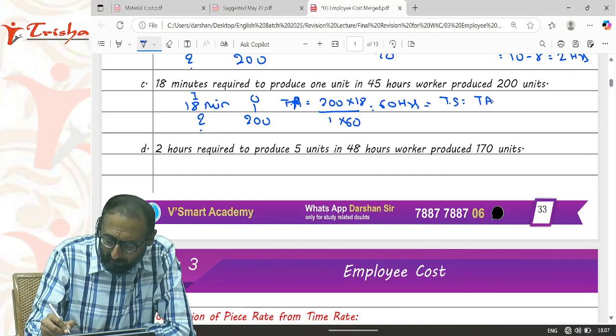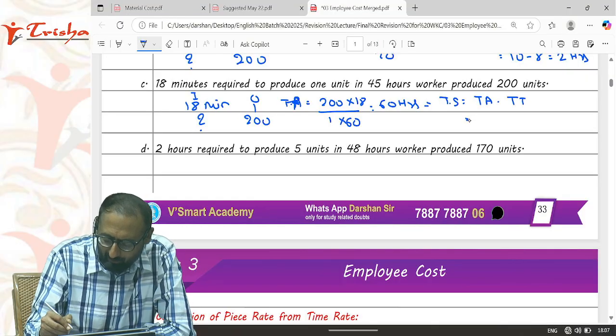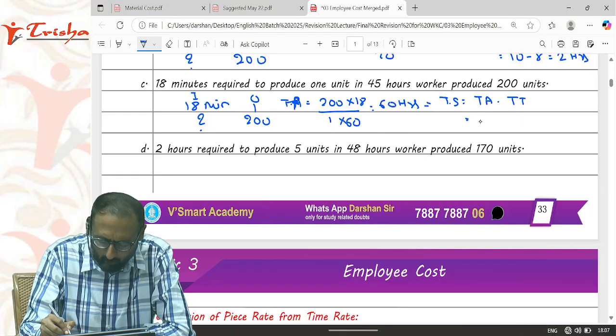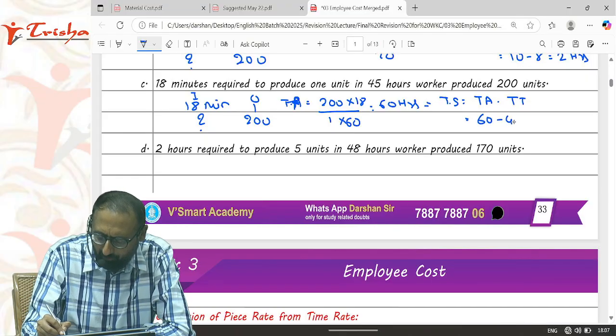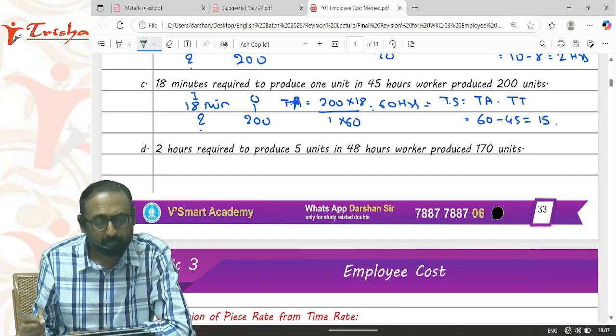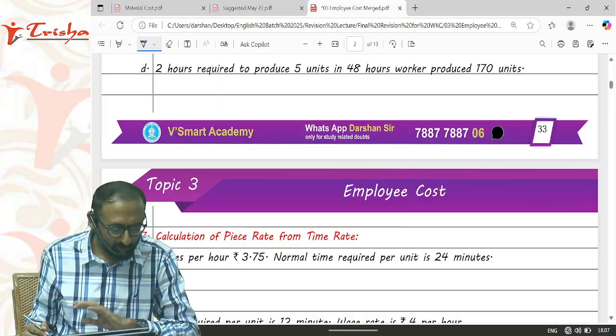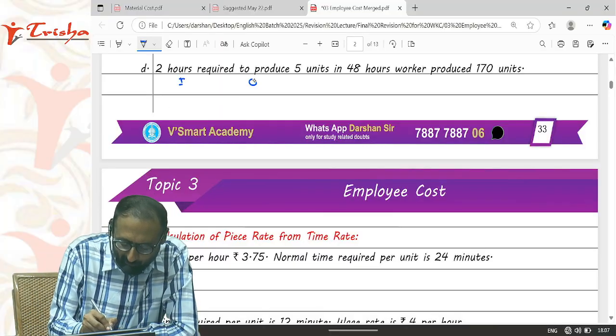Time saved is equal to time allowed minus time taken. Time allowed is your, how much time allowed guys? 60. Time taken is 45. Time saved will be 15. Last question, you will have to answer, check input and output.